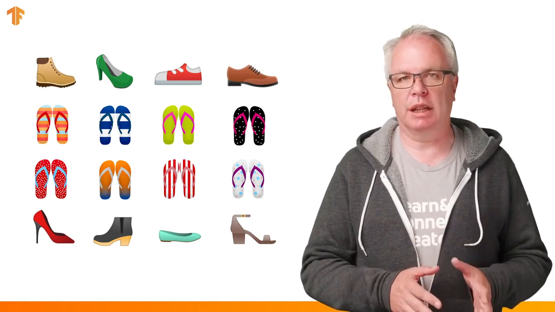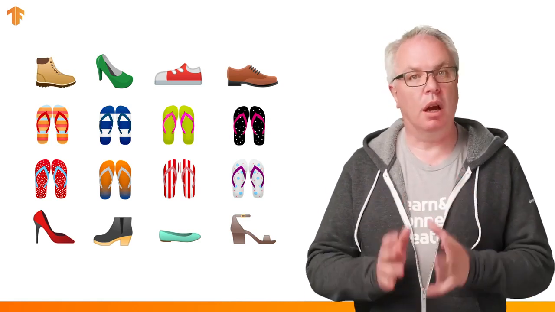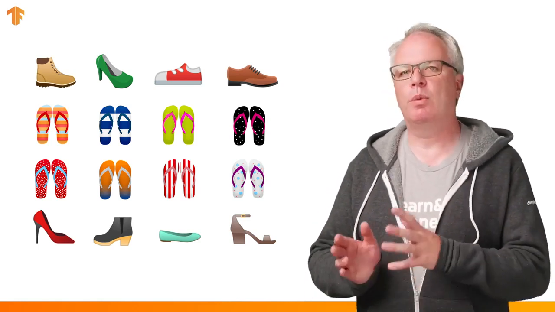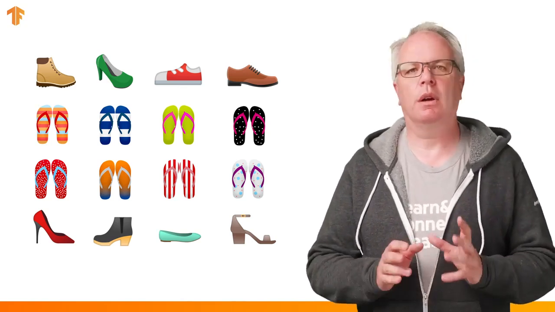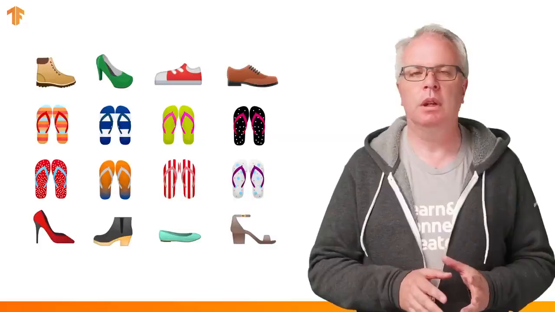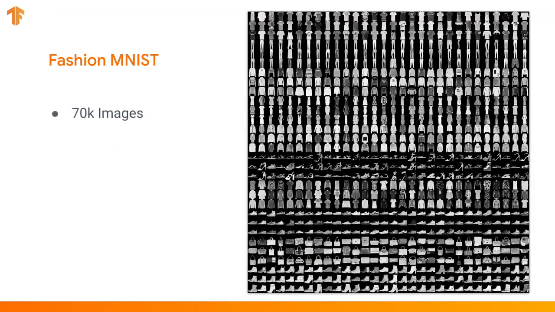So it follows logically that if we show a computer lots of shoes, it will be able to recognize what a shoe is. And that's where the dataset called Fashion MNIST is useful. It has 70,000 images in 10 different categories. So there's 7,000 examples of each category, including shoes. Hopefully, seeing 7,000 shoes is enough for a computer to learn what a shoe looks like.